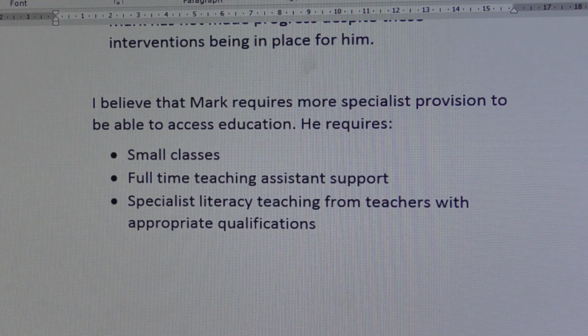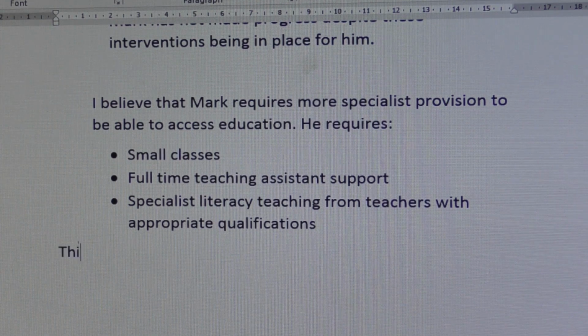So what I'm saying here in the request is that Mark needs more specialist provision. He's going to need smaller classes, full-time teaching assistant support, and specialist literacy teaching from teachers that have specialist qualifications. And we're going to then make the point, because I think it's important to.